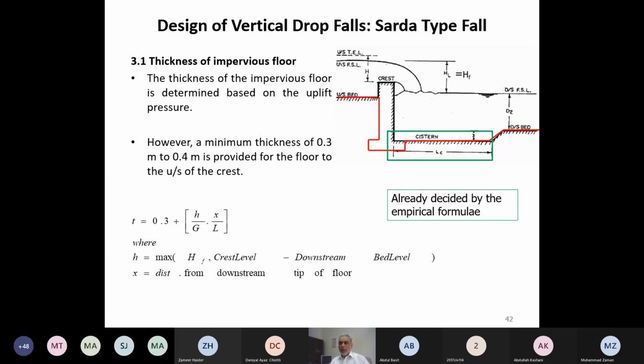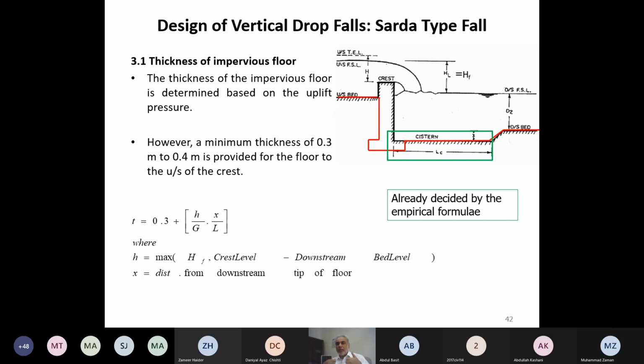In barrages, there are two concepts for designing the floor. One we have taught you in the lab part: design the floor of so much thickness that the uplift pressure is balanced by it. That is the same concept as given over here. Another concept is to design the floor as an RCC slab, in which the piers are taking the load.